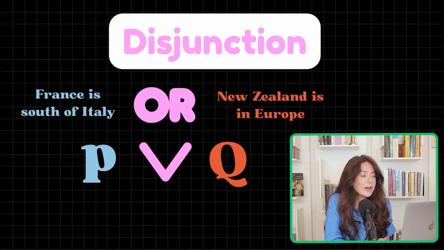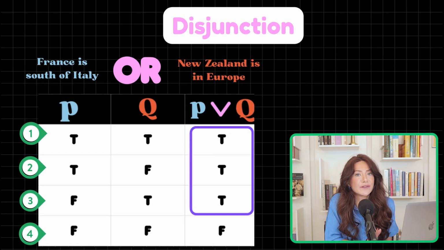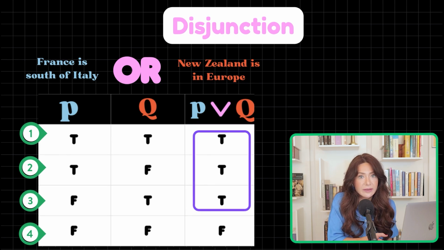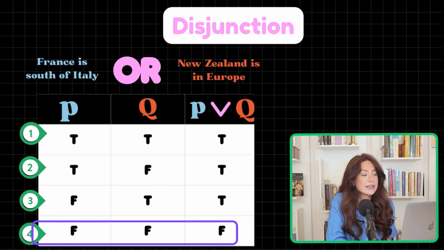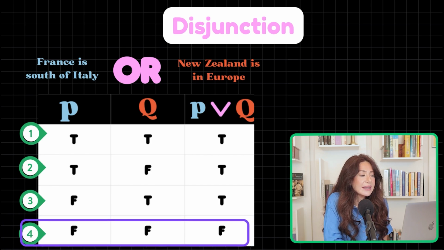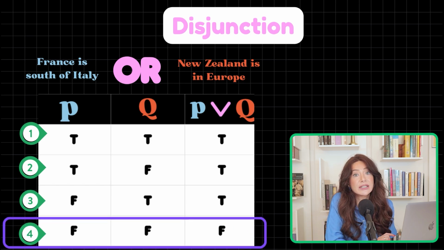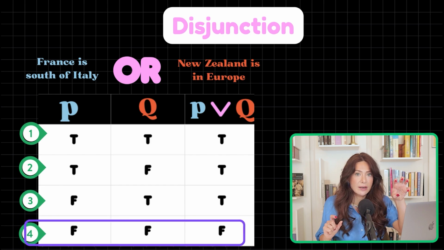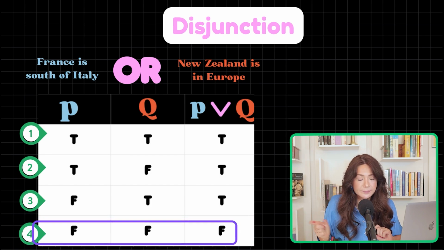Now, "or," as we just talked about it: France is south of Italy or New Zealand is in Europe. This demands that only one of these be true for it to be true. It's true 3 times out of 4. It's a very undemanding connective. In the scenario where neither of them is true, both are false, we're again in the 4th line, and this disjunction is false. In the case where you have "or" in between, the individual statements are called disjuncts. So the structure is disjunct number 1, the disjunction symbol, and disjunct number 2.